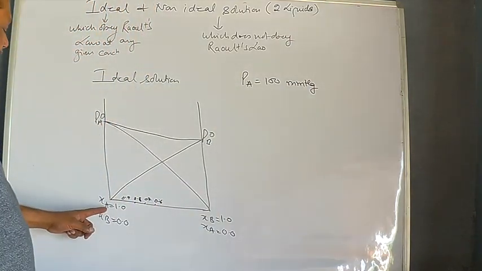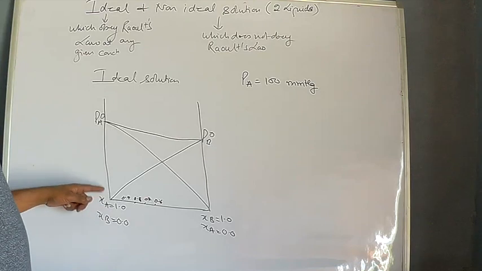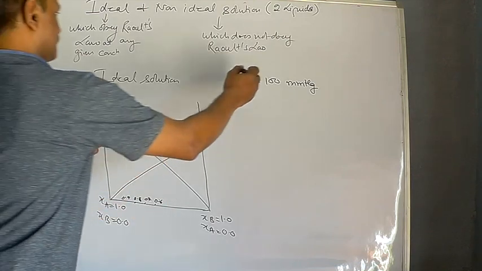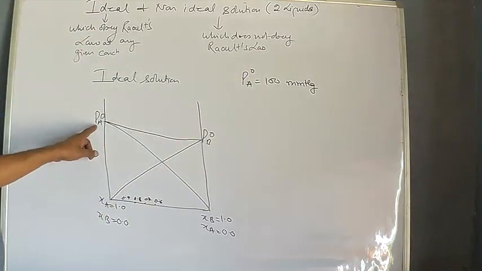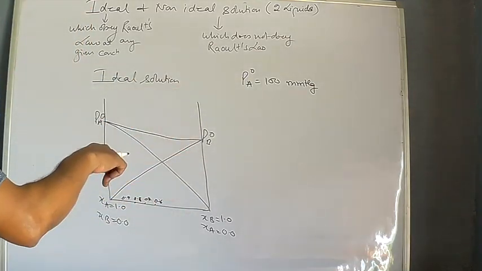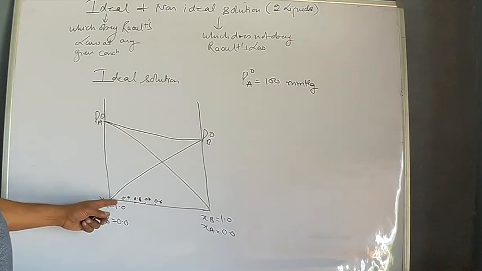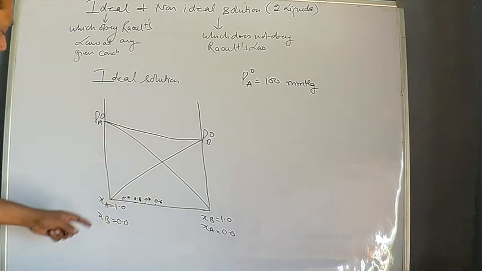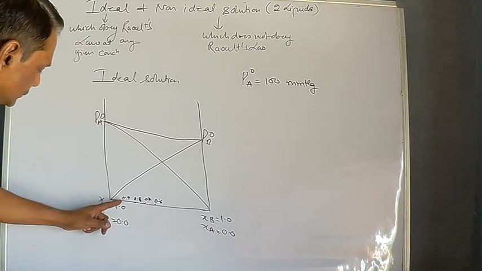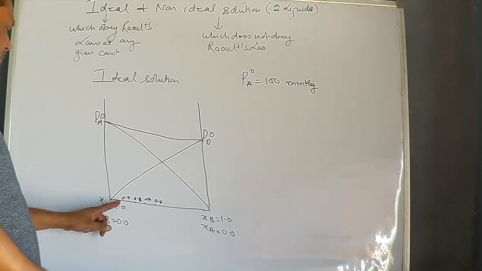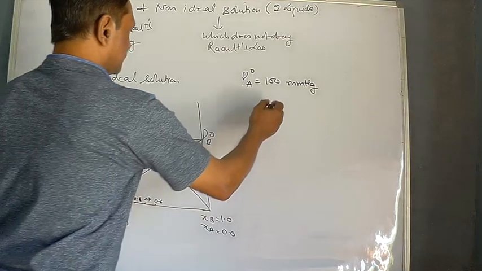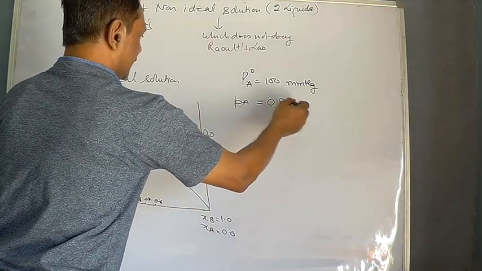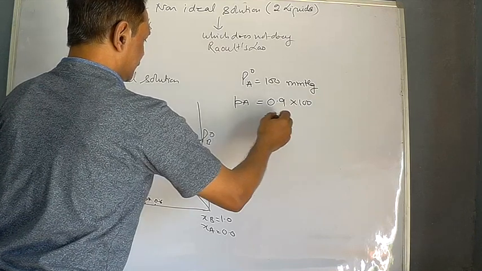So when there was only liquid A, the vapor pressure was corresponding to PA0, its original vapor pressure. And as soon as you start adding B in liquid A, the mole fraction goes on decreasing because now B is also present in the solution. So the mole fraction of A, let us assume, descends to 0.9. So then what will the pressure of A be? 0.9 multiplied by 100 gives you 90.